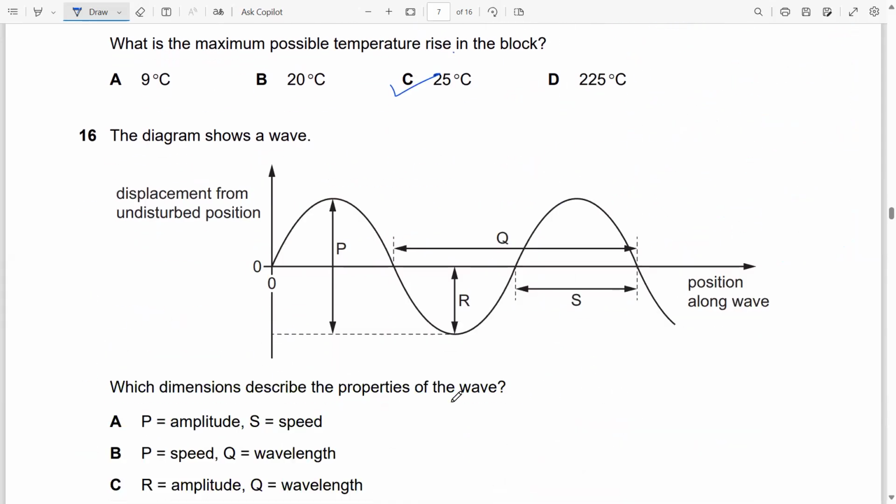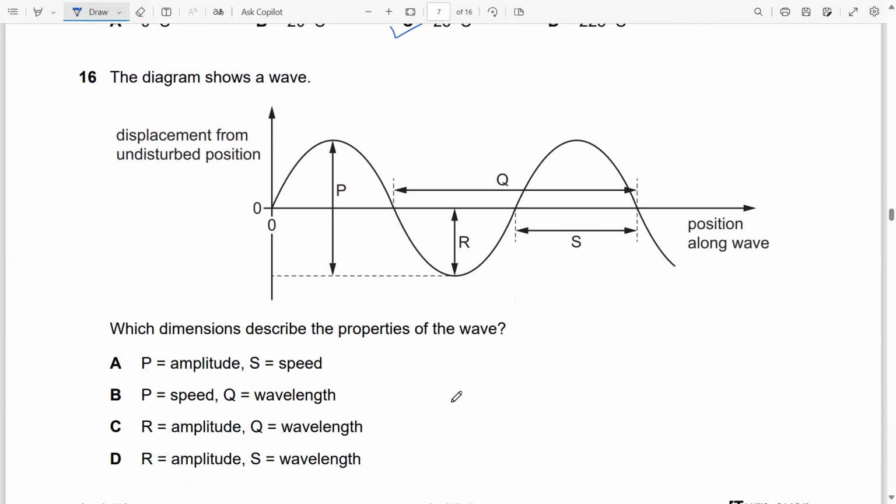Question 16. The diagram shows a wave. Which dimensions describe the properties of the wave? So R here is representing amplitude and Q here is representing wavelength. R amplitude, Q wavelength. So option C is the correct one.